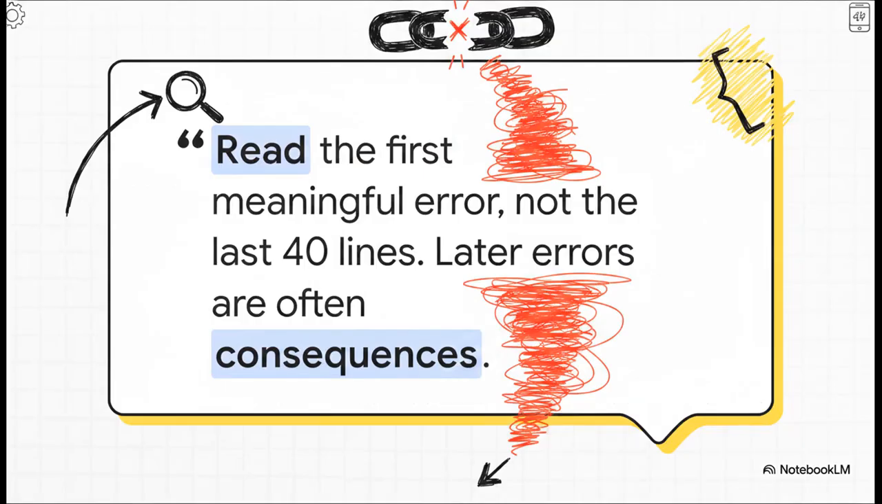Now I want to share a crucial piece of senior engineer wisdom with you. When you're building your app, sometimes one missing bracket can cause a massive, terrifying wall of red error text. Do not panic. Always scroll to the very top. Read the first meaningful error. That's your root cause. The last 40 lines are usually just a chain reaction.